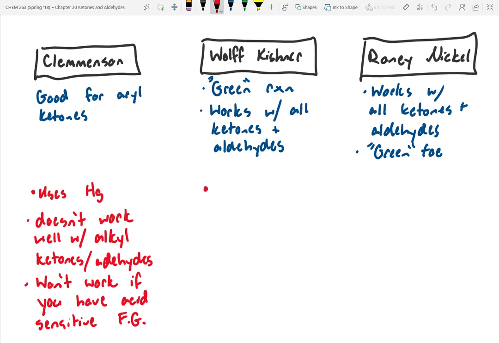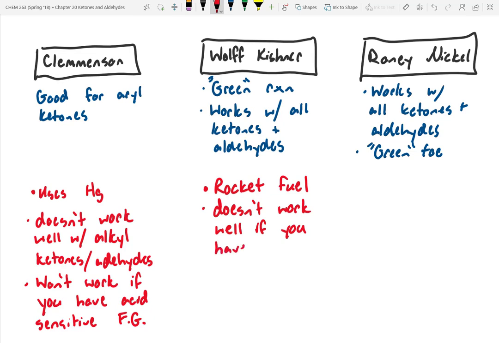The Wolff-Kishner reduction, does anybody remember the one downside for the Wolff-Kishner reduction? What was that? It uses rocket fuel. That's one big downside. And then it doesn't work well if you have a base-sensitive functional group, because we have to use stoichiometric hydroxide. Raney nickel is good for all functional groups. However, like I said, it's stinky.